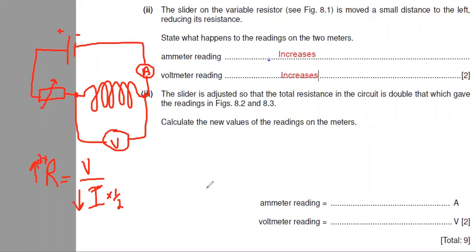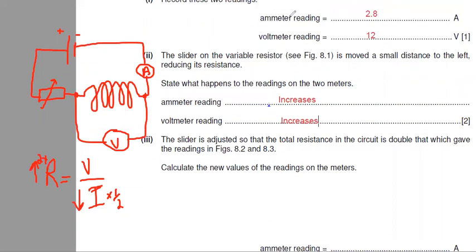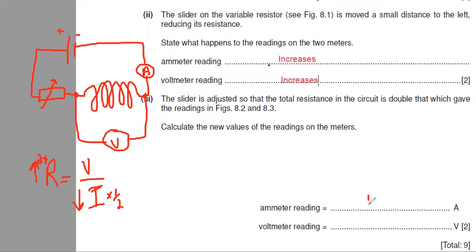Okay, so that's the idea here. As you can see, we have the ammeter at 2.8 amperes, so the ammeter will now read 1.4 amperes. That's for the first part. The voltmeter reading: what will be the voltmeter reading?